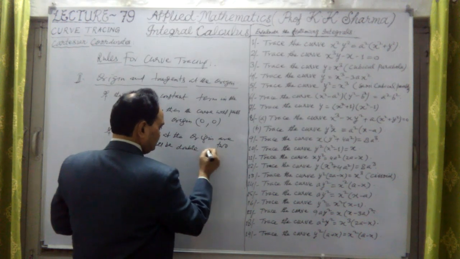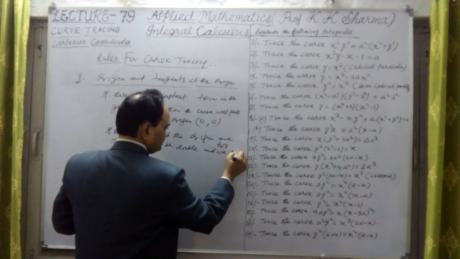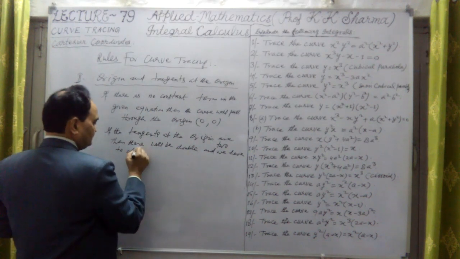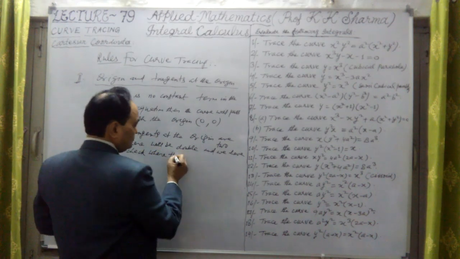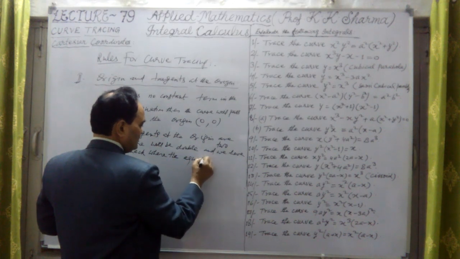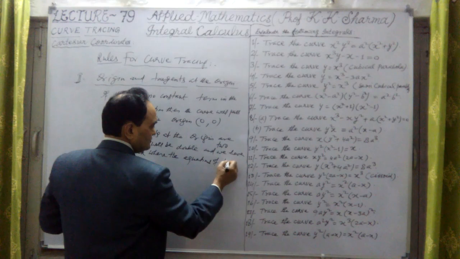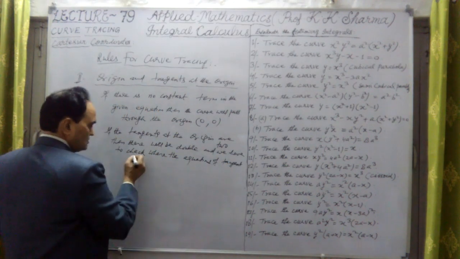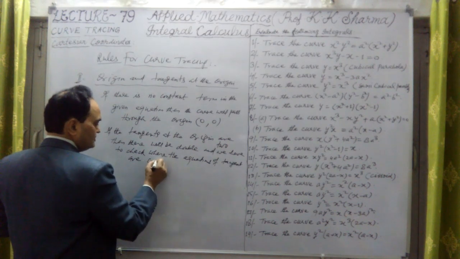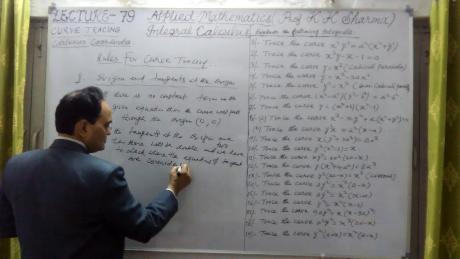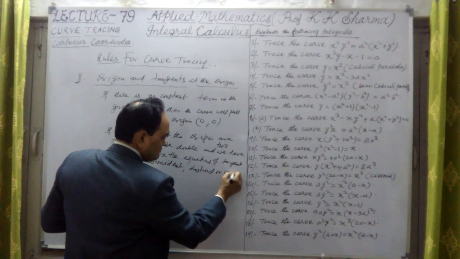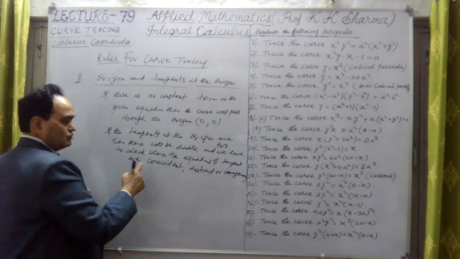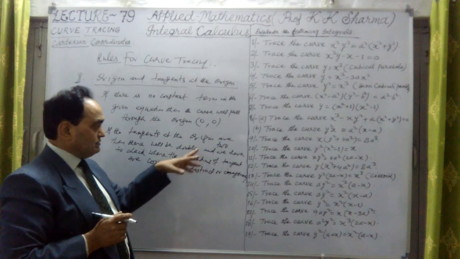And we have to check whether the equation of tangents are coincident, distinct or imaginary. Okay, so according to this, if they are coincident, the double point will be a cusp.